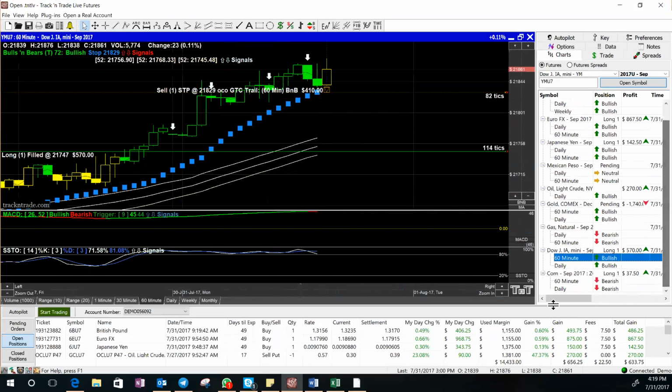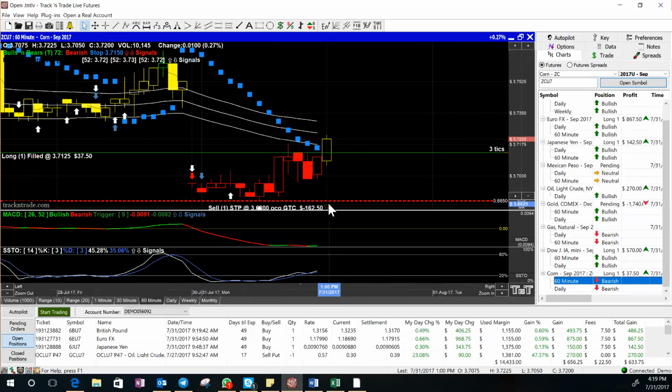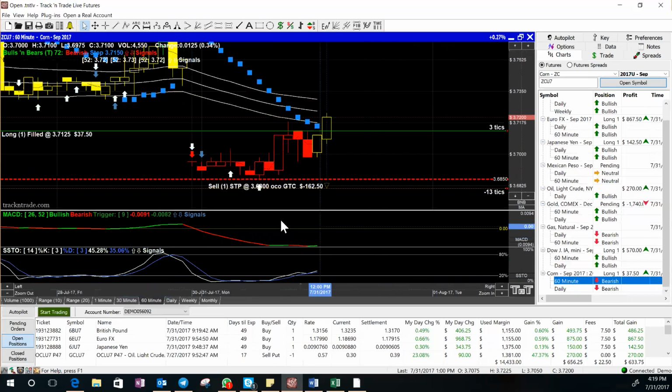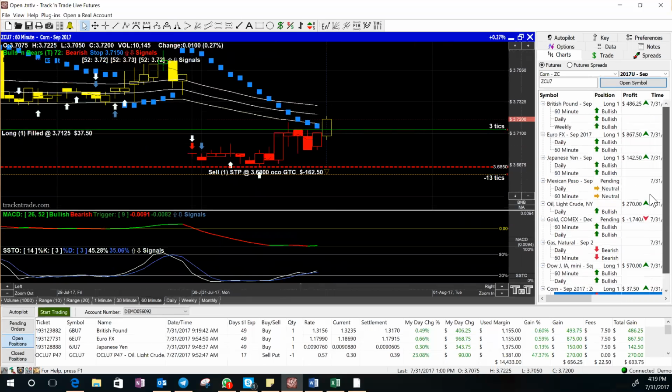Corn, I bought corn when corn came down and tested these lows over here. And then it started back up, and I bought that, and I put a stop down below it here. I moved that stop today because we had crop reports coming out today, so I moved it, risking $160 on that one, and that one is currently up a whopping $37.50, it looks like, right? But overall, we're up about 2,300 for today, and up about 8,000 for the month.